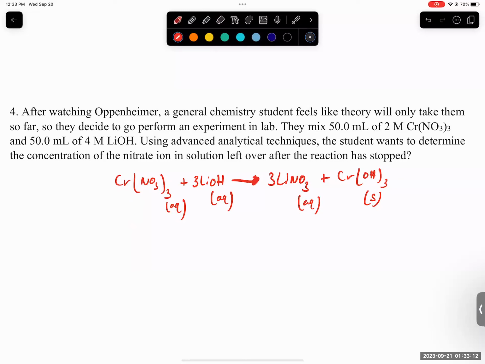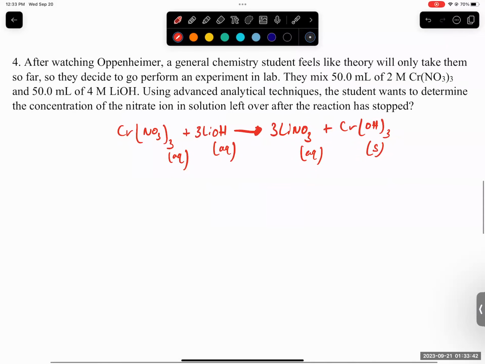Let's try this out. So 1 chromium on the reactants, 1 chromium on the products. We're good. 3 nitrates in our reactant, 3 nitrates in the product. We're good. 3 lithiums in our reactant, 3 lithiums in the product. We're good. 3 hydroxides in the reactant, 3 hydroxides in the product. We're good. All right, so this is indeed the balanced chemical equation.